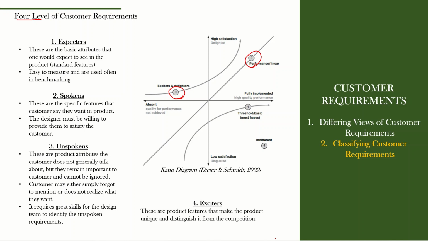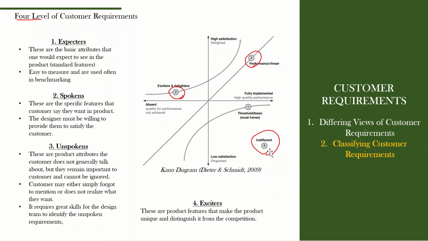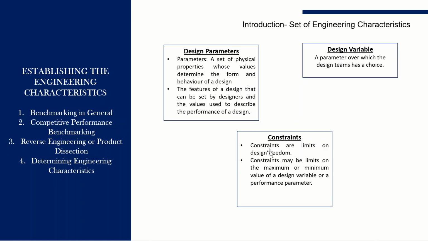And exciters, these are product features that make the product unique and distinguish it from the competition, which is indifferent under this region. So these are the four types of customer requirements that we can look upon when considering designing the product. So that's for the customer requirements part only. Moving to the engineering characteristics.